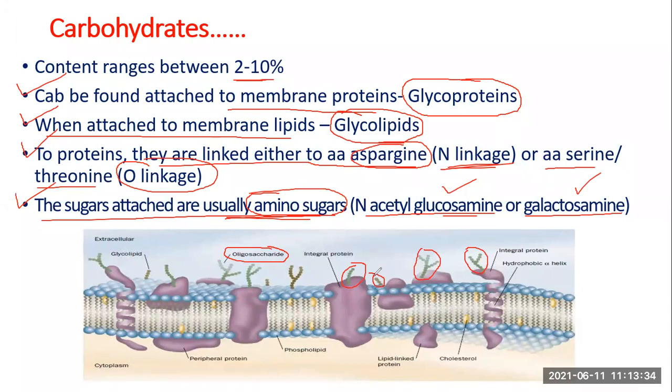Here you can see a small oligosaccharide unit attached to the lipids. Here you can see a bigger one attached to the lipids. Here also you can see a smaller one attached to the lipids. So these are called glycolipids, right? Glycoprotein and glycolipid. I hope, Faiza, I'm making things clear to you.